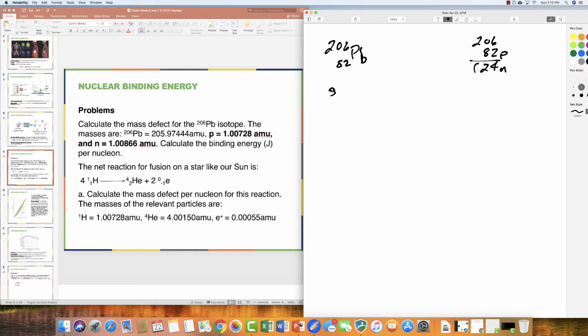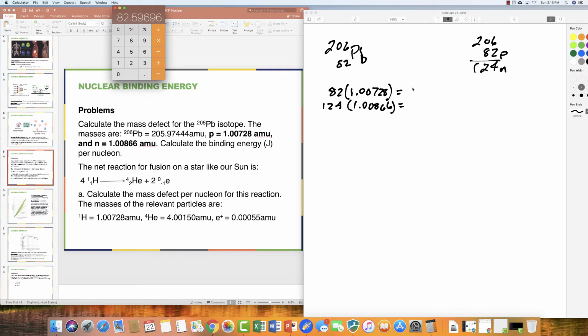So we take 82 times 1.00728, and we take 124 times 1.00866. 82 times 1.00728 equals 82.59696.